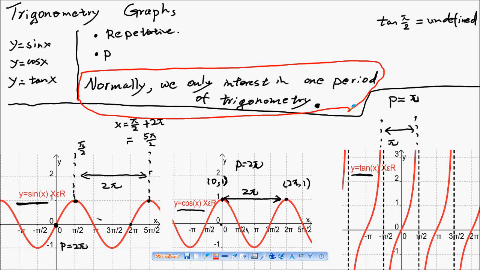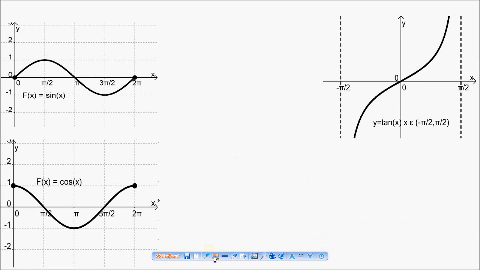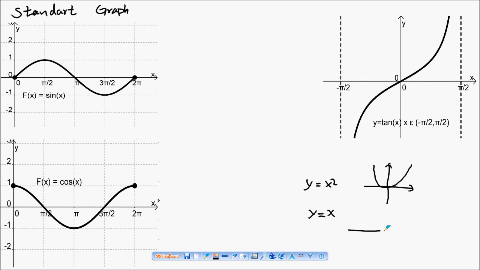Now I would like you to look at some standard graphs. In math methods, you will learn some standard graphs. For instance, the standard graph of a parabola is y equals x squared, which is this shape. And the standard graph of a straight line is y equals x, which is this shape there, with x and y axes.